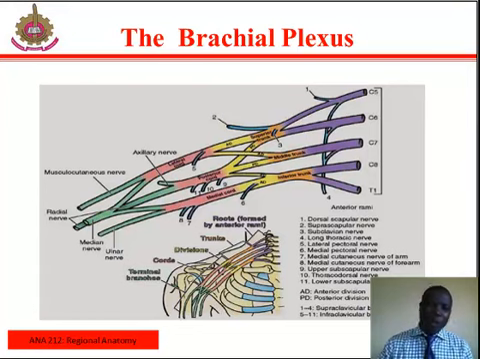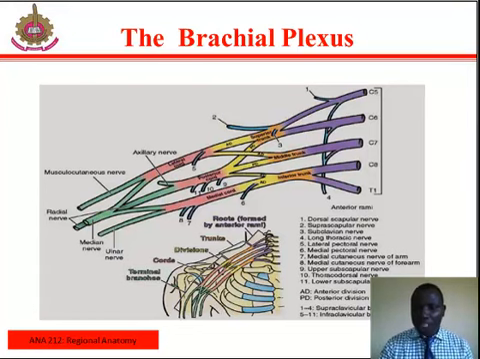In the inferior part of the neck, the roots of the brachial plexus unite to form three trunks. A superior trunk from the union of the C5 and C6 roots, a middle trunk which is a continuation of the C7 root, and an inferior trunk from the union of the C8 and T1 roots.